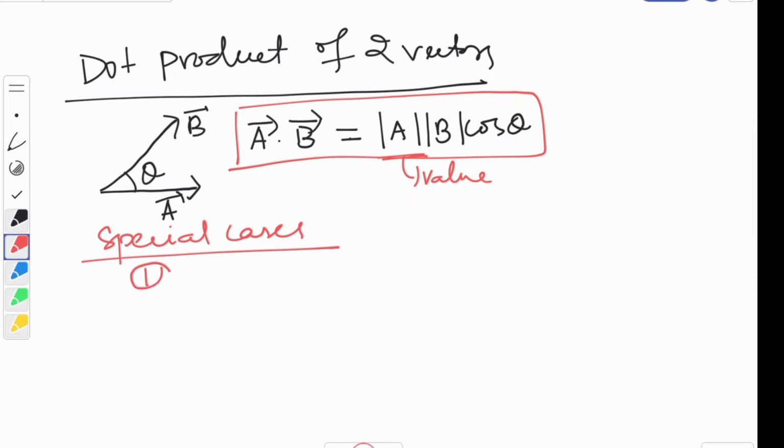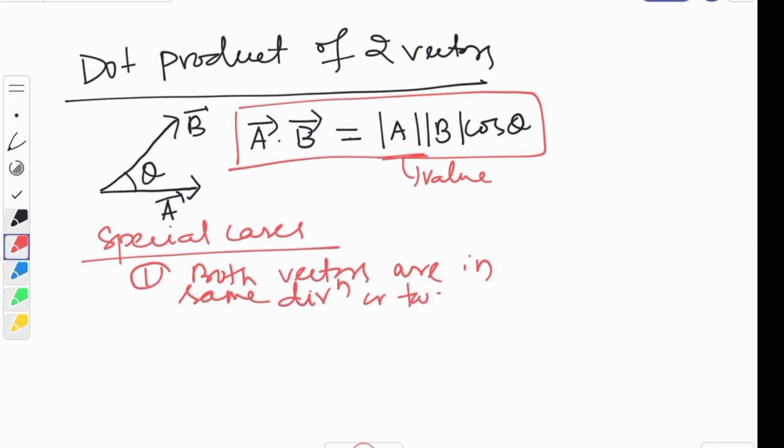First one: when both the vectors are in the same direction. What does it mean? That means when two vectors are parallel. Then what is the angle between those two vectors? Theta will be 0 degrees in this case.